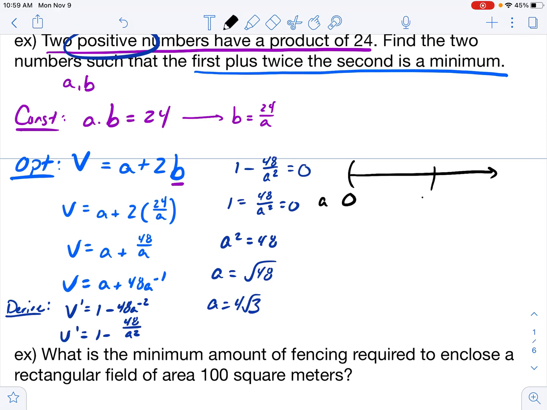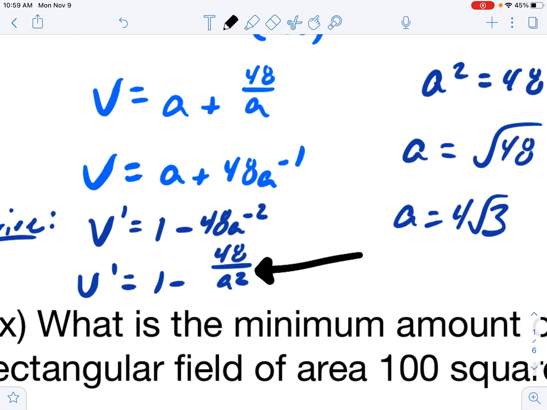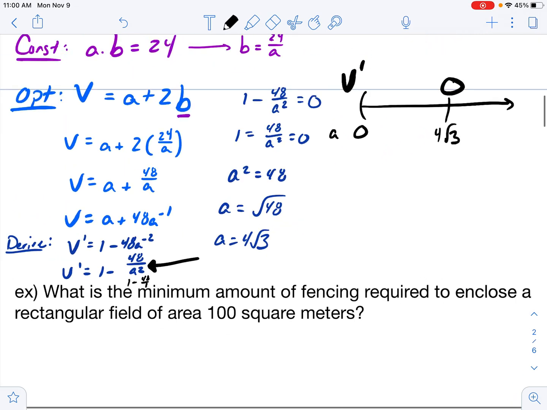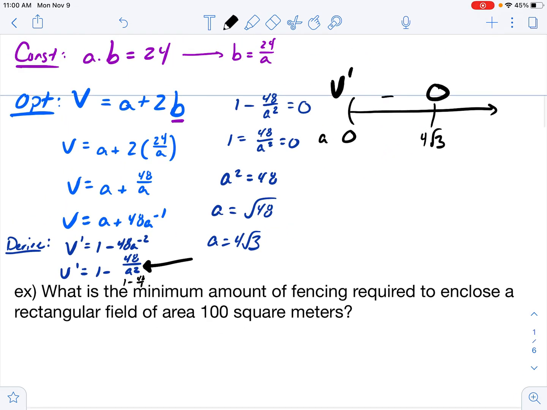When A is 4 radical 3, the derivative was 0. If I take a number less than 4 radical 3, like 1, an easy number, and I plug it in to v prime, let's see, if I plug 1 in for A, I get 1 minus 48 over 1, which is 1 minus 48, that's negative. So it looks like the value is decreasing.